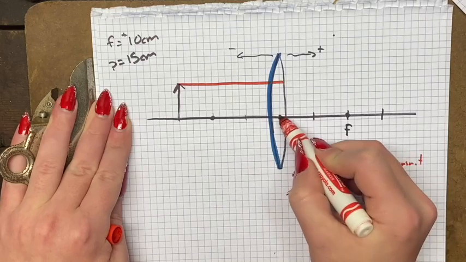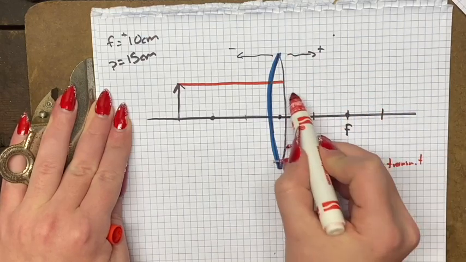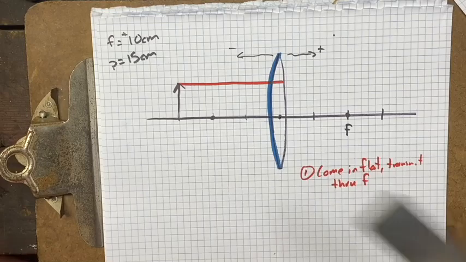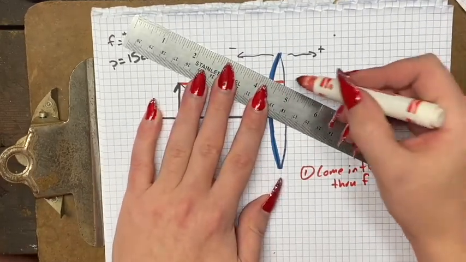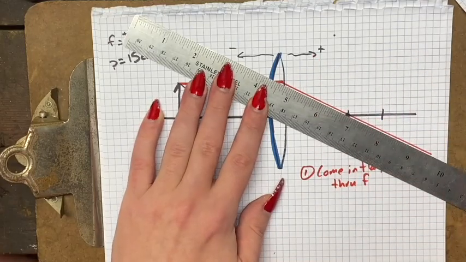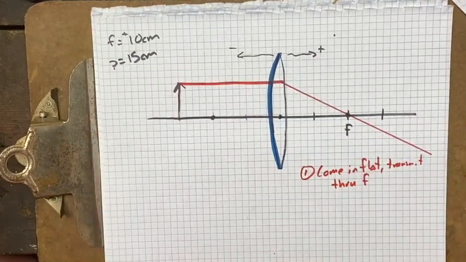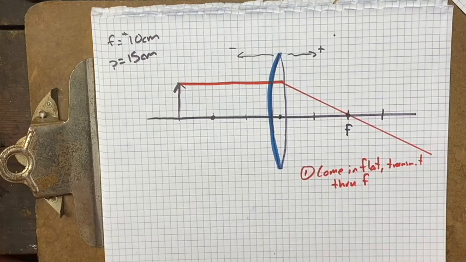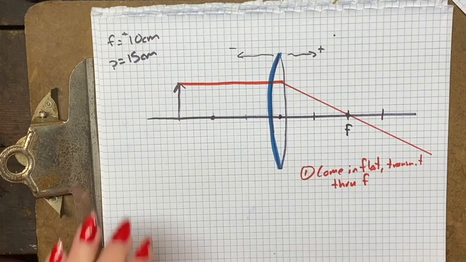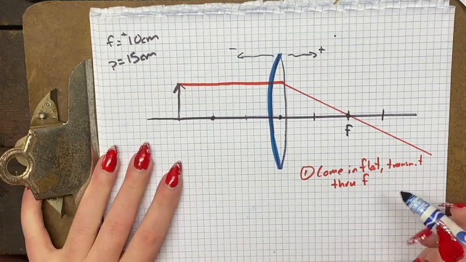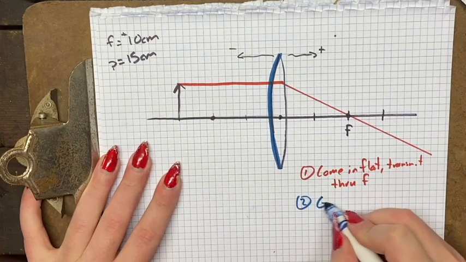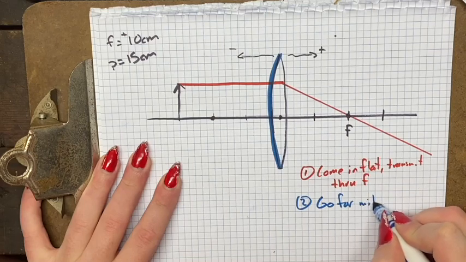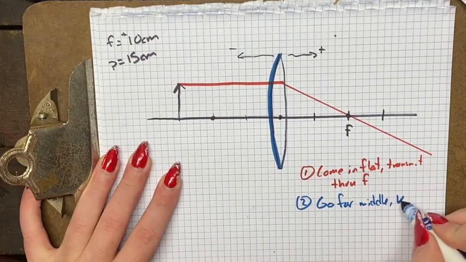So we'll come in, we'll go all the way to the plane of this lens, and we want to make sure we go through the focus. And I guess I'll be a little bit careful here, just to make sure that we get that. Okay. The second one will be aim for the focal point and then come out. No. Go for the center. Go for the middle. And then just keep going.